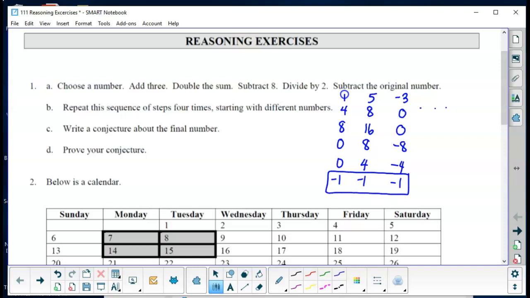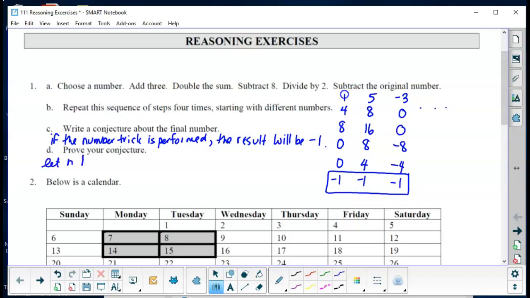So it says, write a conjecture about the final number. So basically, if this number trick is performed, the result will be -1. Okay?